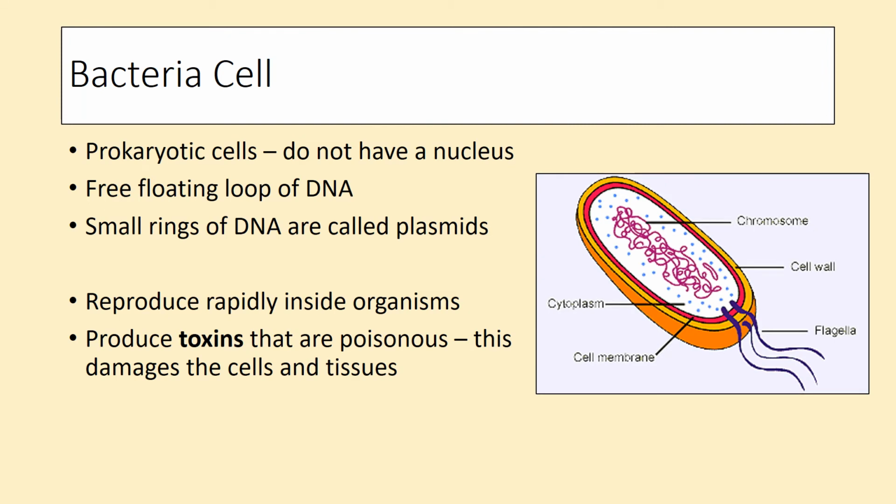So remember, the bacterial cell is prokaryotic, so it does not contain a nucleus. So its DNA is just floating within the cell. And bacteria make us feel ill by reproducing, and by producing toxins that are poisonous to our cells and to our tissues.